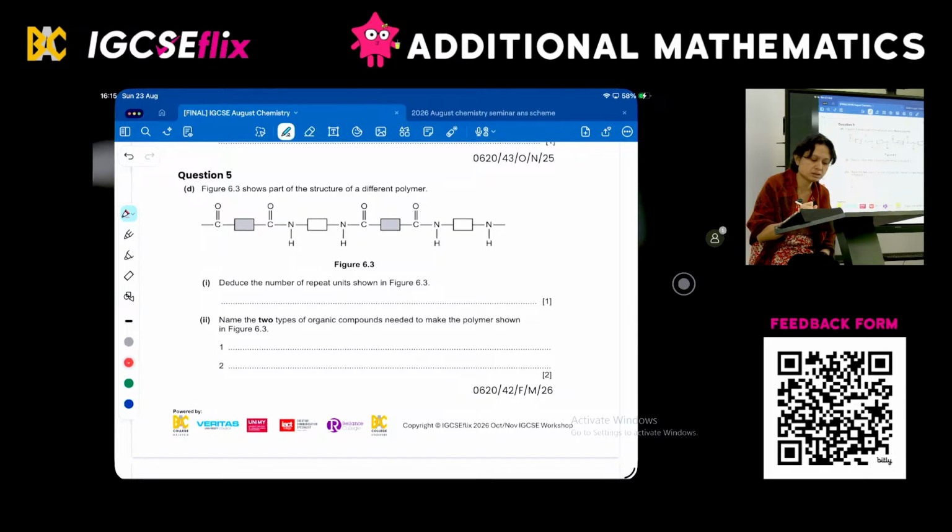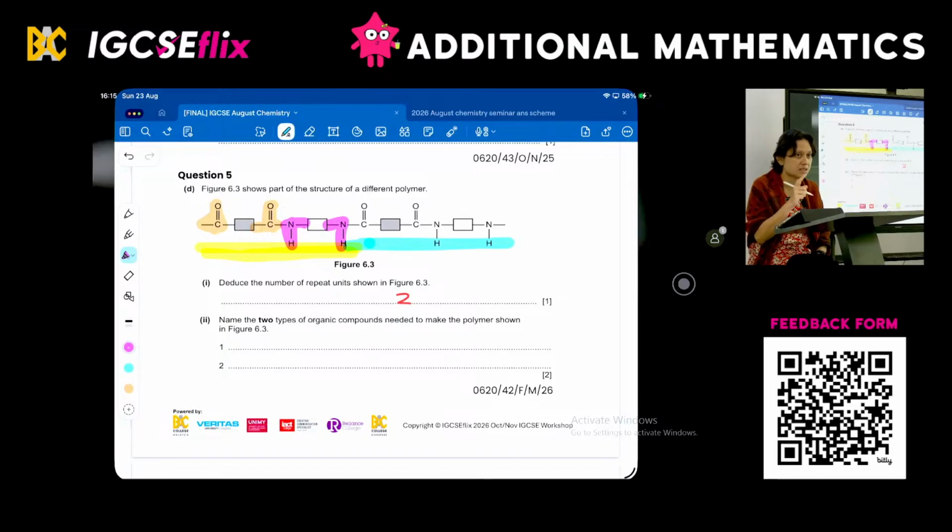Okay, so here is one repeating unit. Here to here, one repeating unit. Here to here is two repeating units. Okay? Can you see how it is CO, CO, and then here is NH, NH. Okay? Can see how it looks like?